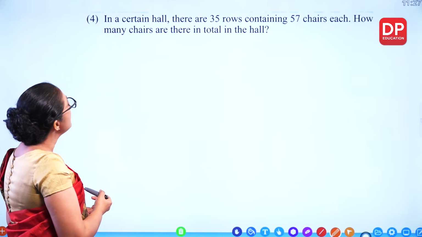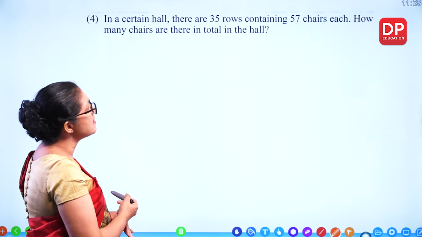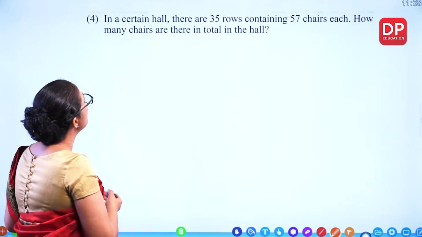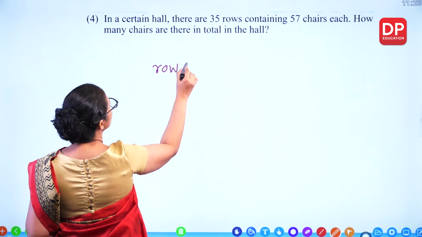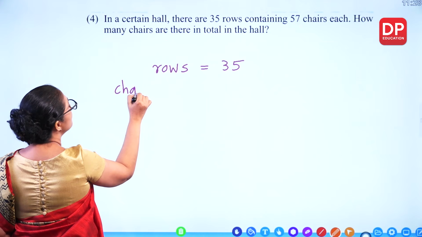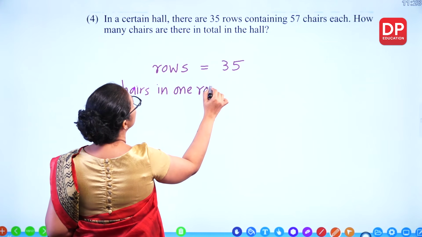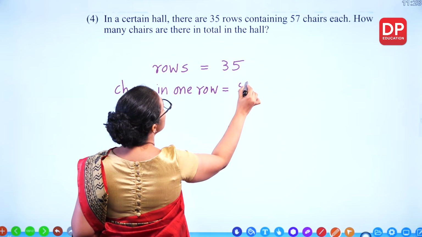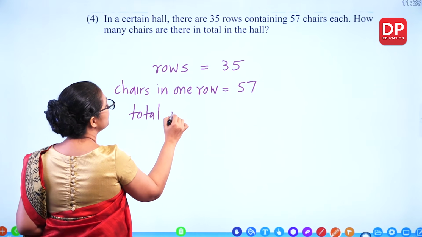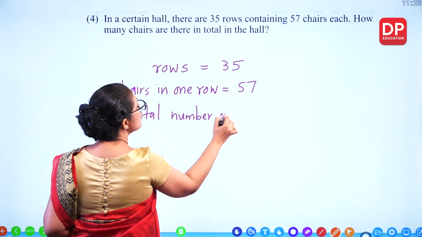Question number 4. In a certain hall, there are 35 rows containing 57 chairs each. How many chairs are there in total in the hall? So, how many rows are there? 35. Chairs in each row. 57. So, total number of chairs, you multiply these two.